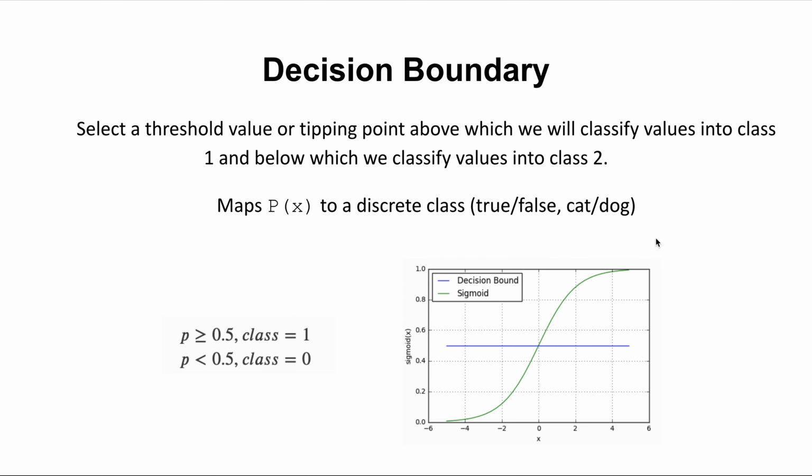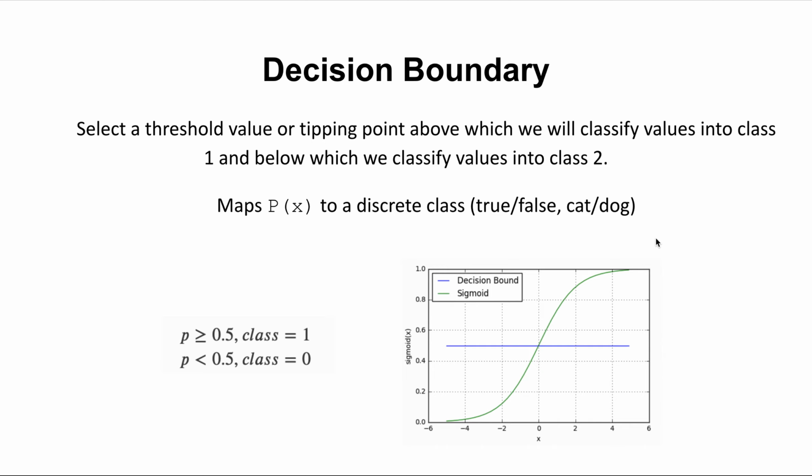A decision boundary is how we do that, right? A decision boundary is really just a threshold, or really a line of separation. That's basically when we select a threshold value or tipping point above which we classify values into class 1 and below which we classify into class 2. This is really important because this is where we basically separate between our different probabilities.